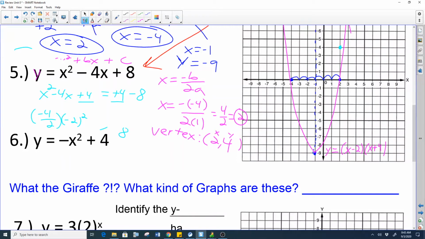Oh, did it factor right? Did I make a mistake somewhere? Oh, it did? Like into whole numbers? Yeah, tricky. Keep thinking about that one, because that's tricky.